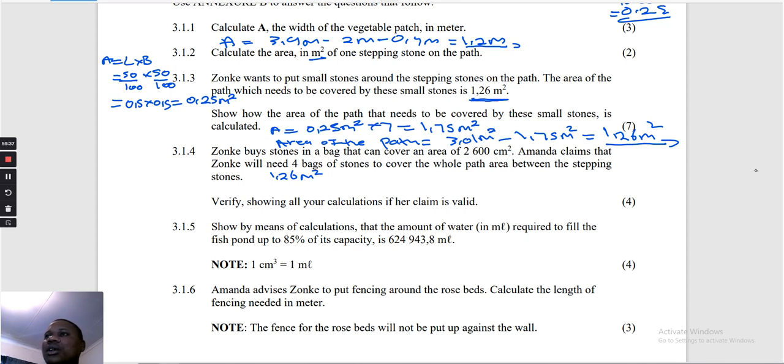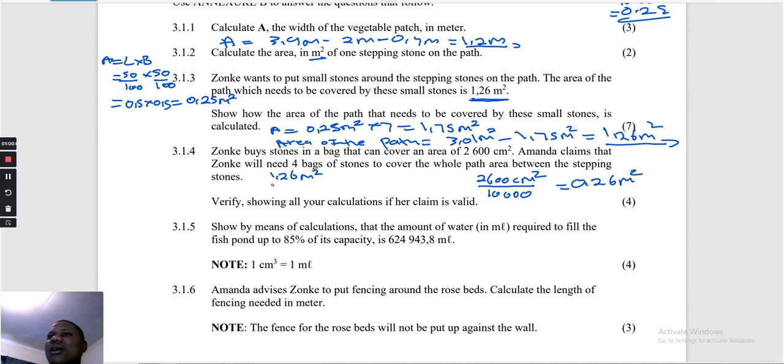So what are we going to do? We're going to take this 2,600 centimeters squared and convert it into meters squared. So what are we going to do? We divide by 10,000. 2,600 divided by 10,000 shows us that one bag can cover an area of 0.26 meters squared.